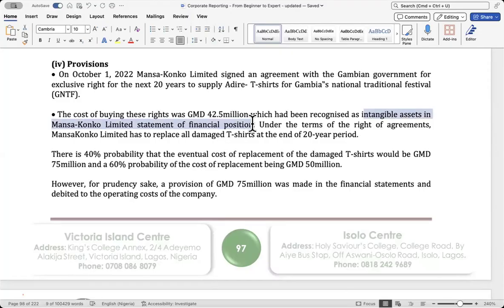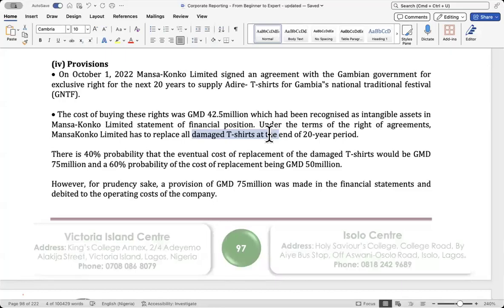They now said that under the terms of the rights agreement, he has to replace the shirts at the end of 20 years. And that means he needs to make a provision right from today, because that's like a decommissioning cost for the asset. There's a cost you will incur in the future, and based on the agreement, he has to replace all damaged shirts at the end of 20 years. So he needs to make provisions and debit the intangible assets today.